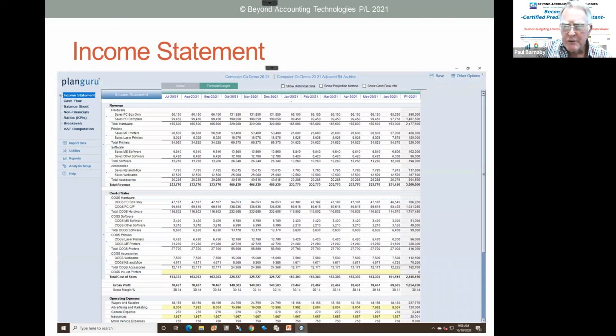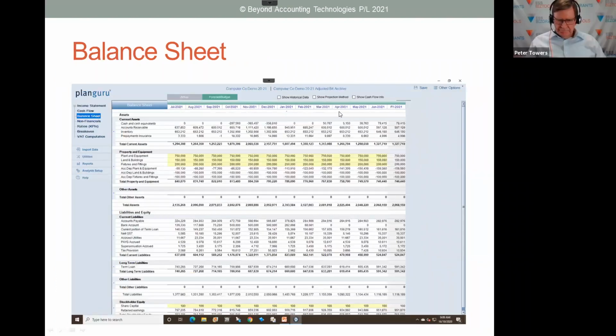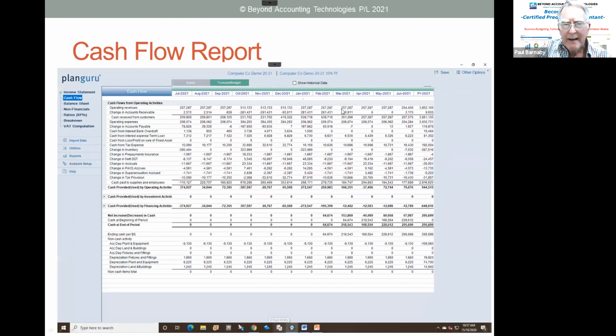And you can see there it's a computer reseller. So I won't go into the detail, but that's the style of thing you get with Plan Guru. And this is all automatically prepared. That's the income statement. There's the balance sheet. And you can see there that, again, that is in traditional formats, all easy to understand. And there's the cash flow.